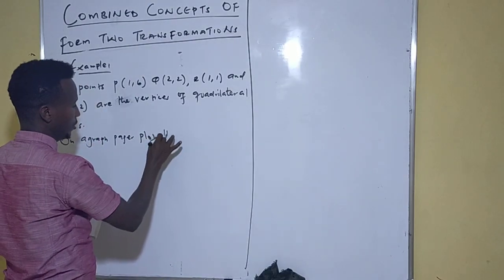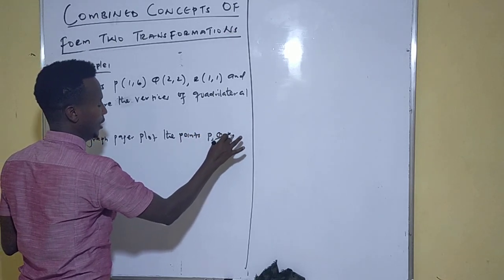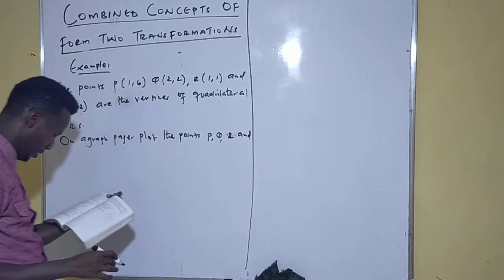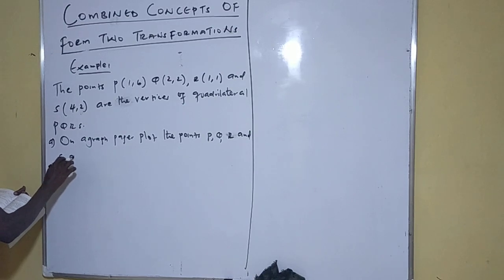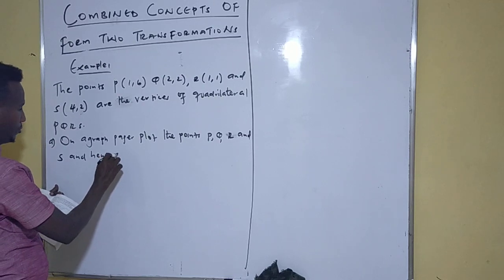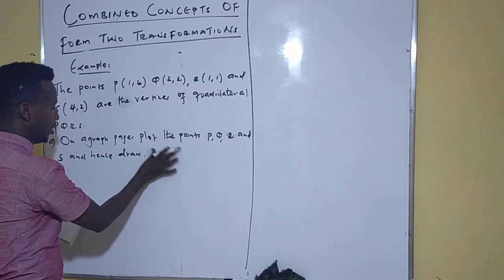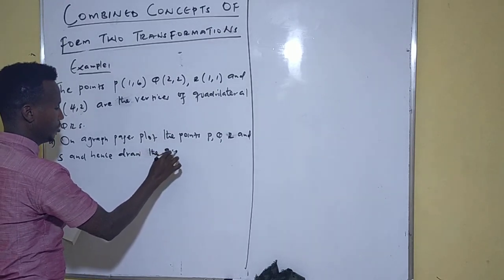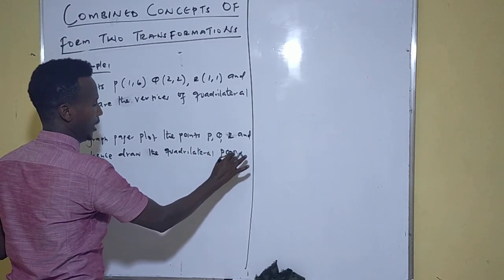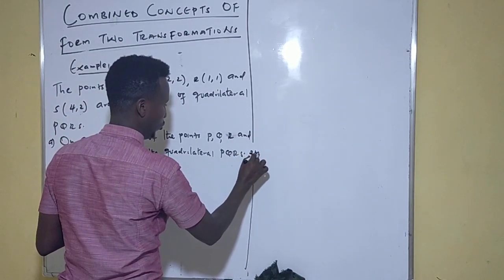the points P, Q, R and S, and hence draw the quadrilateral PQRS. That will carry 2 marks in the national exam. So here we have 2 marks.